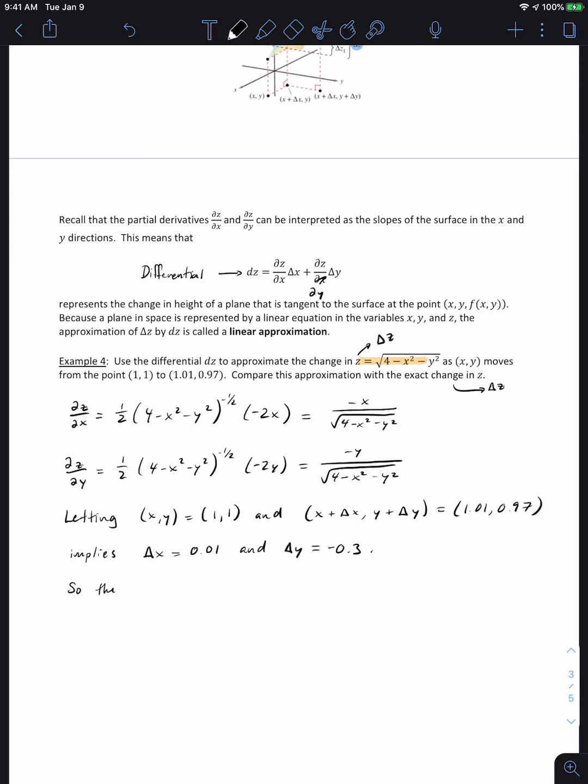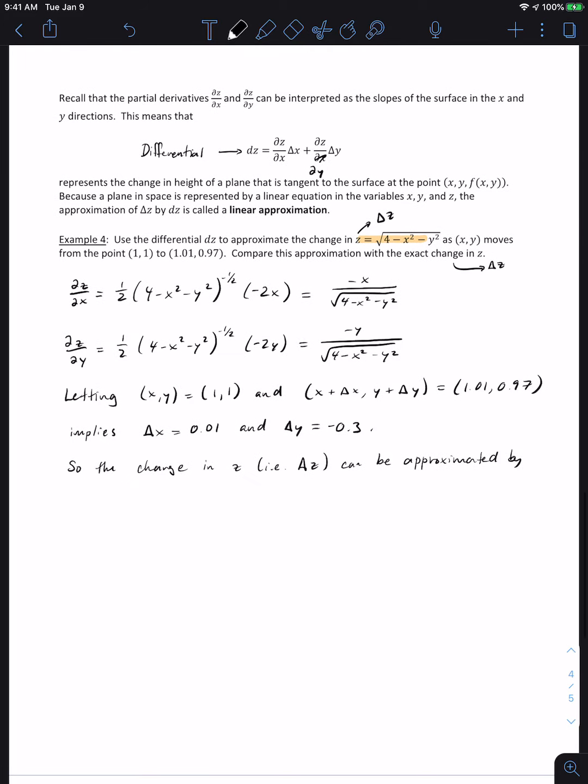So the change in z, i.e. delta z, can be approximated by the differential, and the differential is dz. It's given by that formula right up here, right?